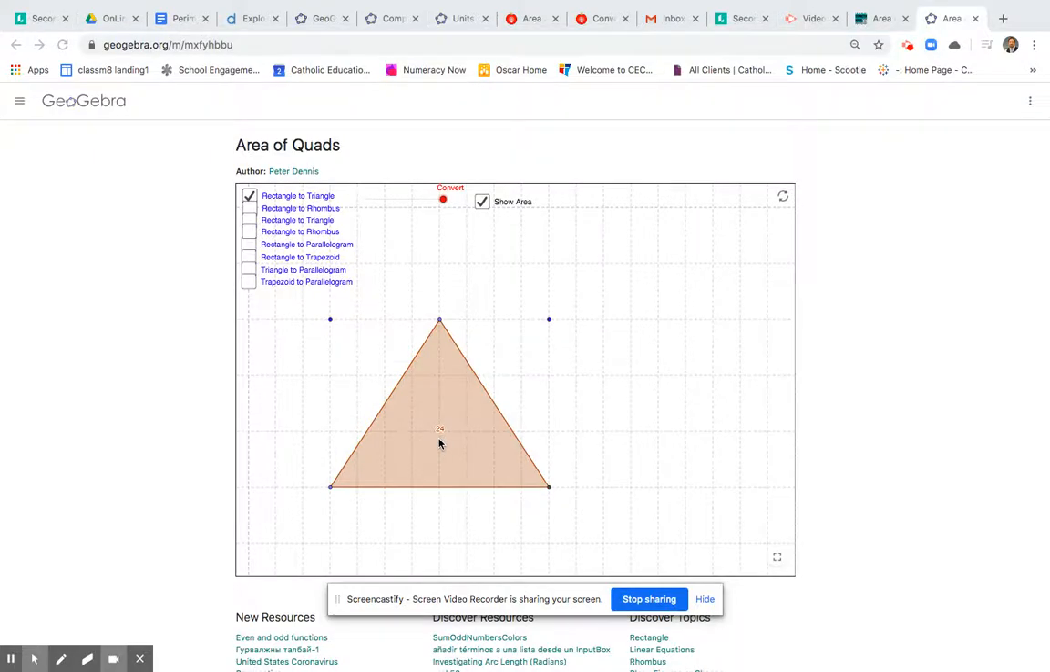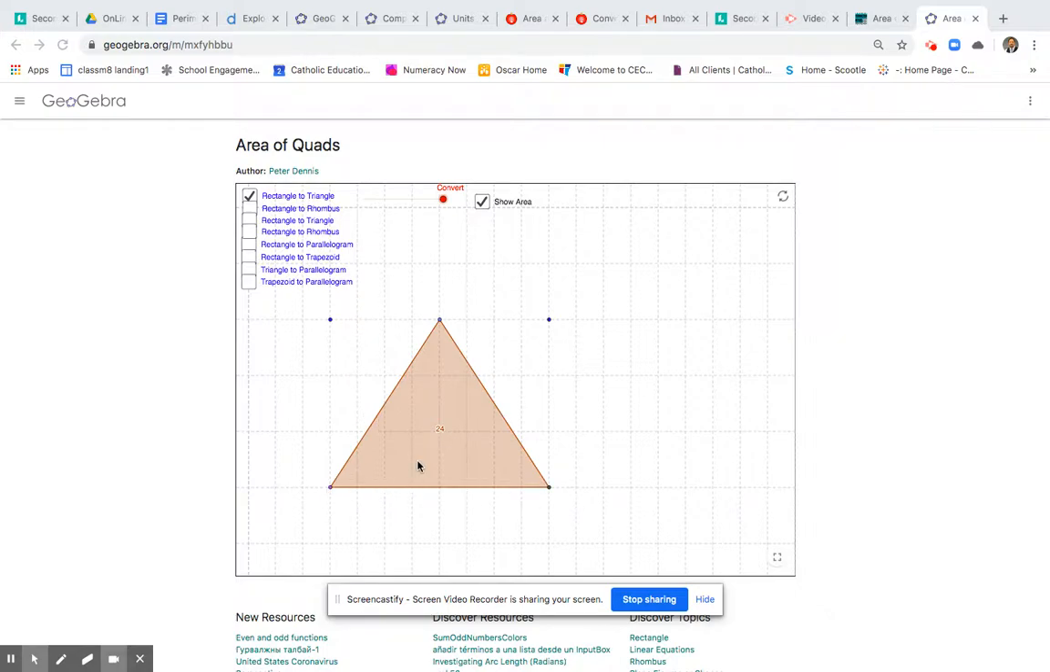Okay, so we're going to look at area of quadrilaterals and area of triangles. You should know the area of a rectangle is base times the height. You're just counting those squares, but all this relies on the area of a rectangle being base times height. So what we've got here is a triangle.